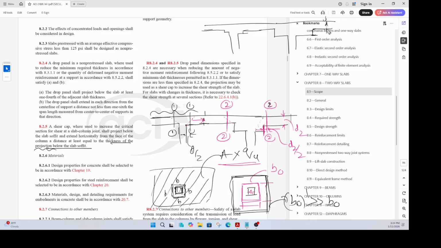So from the face of the column, the shear cap, where used to increase the critical section for shear at a slab column joint, shall project below the slab soffit. That means shall project below this point, and extend horizontally from the face of the column a distance at least equal to the thickness of the projection below the soffit. Oh, so it has to extend.